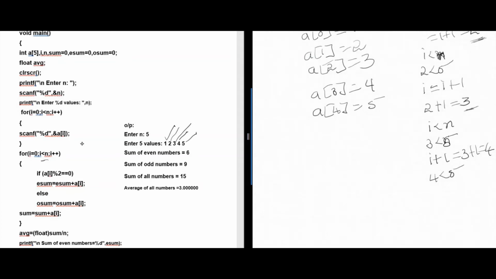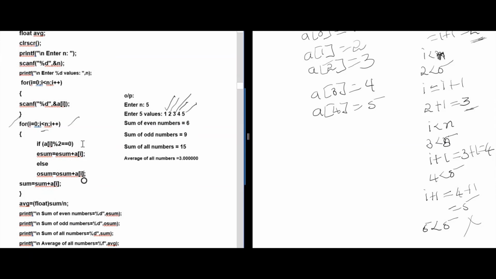Right. Now what happens to I? Now again before going to the beginning of the loop, I is equal to I plus 1, which is equal to 4 plus 1. It becomes 5. Now it is going to check is 5 less than 5 before entering the loop. 5 less than 5 is false. So it will come out of the loop and starts with the next instruction to be executed.